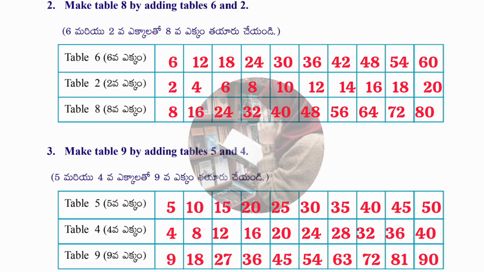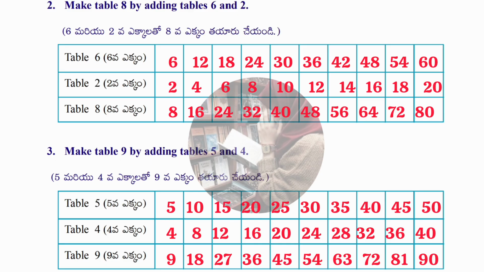Now we'll add both. So 5 plus 4 is 9, 10 plus 8 is 18, 15 plus 12 is 27, 20 plus 16 is 36, 25 plus 20 is 45, 30 plus 24 is 54, 35 plus 28 is 63, then 40 plus 32 is 72, then 45 plus 36 is 81, then 50 plus 40 is 90. Got it guys? If you have doubt, just go through the 9 table.